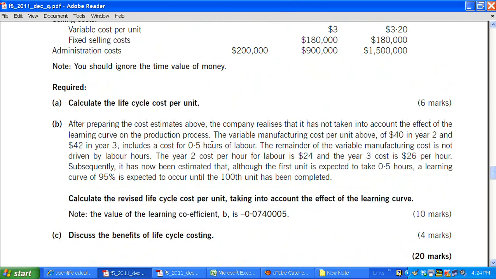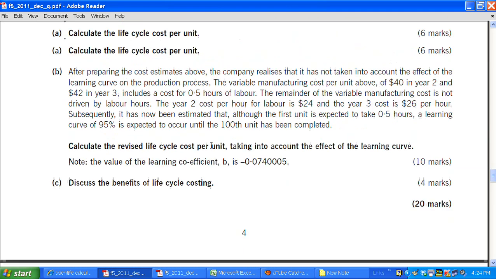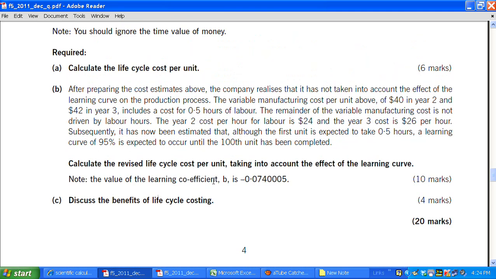Okay, let's assume you've read through the question. We shall use the usual approach of going straight to the requirement. The requirement in this case is to calculate the life cycle cost. Before we get bogged down by part B of the question, we're going to try and calculate what they call a life cycle cost.